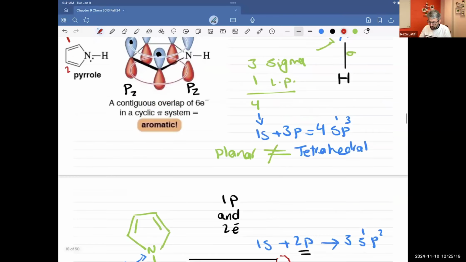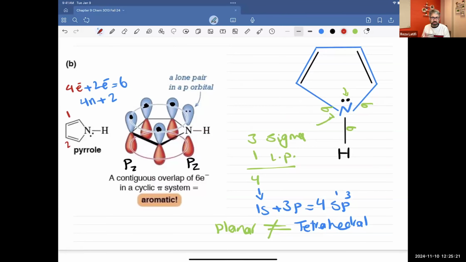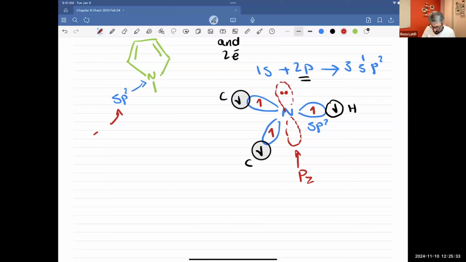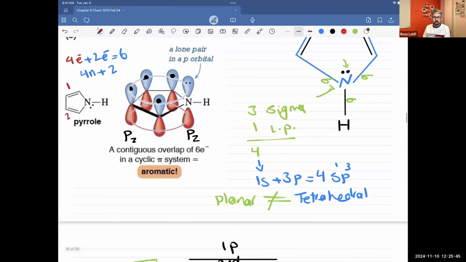Why is this one changing hybridization? If the hybridization is sp3, then your system will not be planar. In order to be planar, we need to have sp2 hybridization. sp2 hybridization will be planar. And if you adopt sp2 hybridization, you will have a p orbital with 2 electrons. Those 2 electrons can now be used, and we add them to the 4 to get 6 electrons, and it will be aromatic in that case.